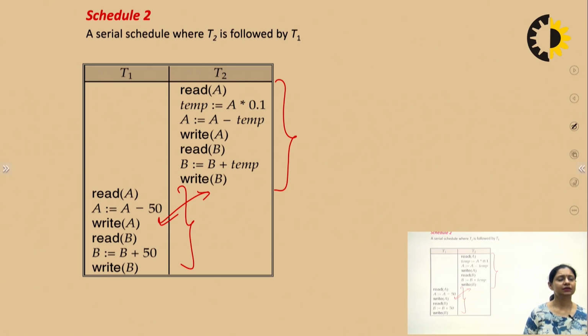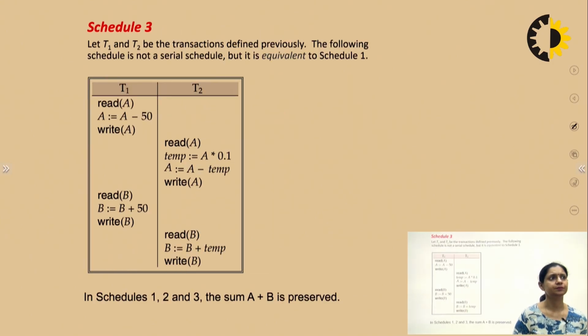Here, the amount in account A in transaction T2 is independent of that in transaction T1. Whatever values are being updated over here and whatever values are being updated over here are independent of each other. Now let's look at schedule 3. Schedule 3 has the same thing which we were doing in schedule 1 and schedule 2, but here it is not a serial schedule.